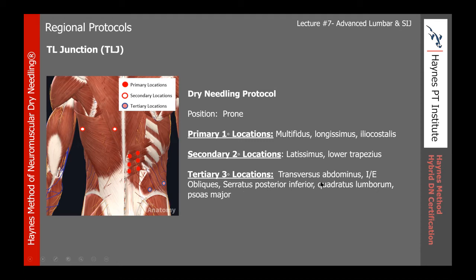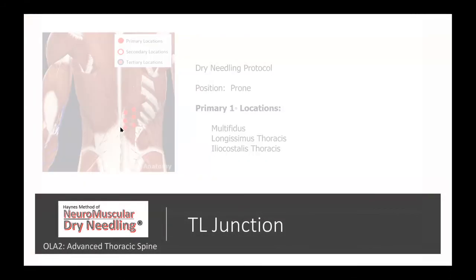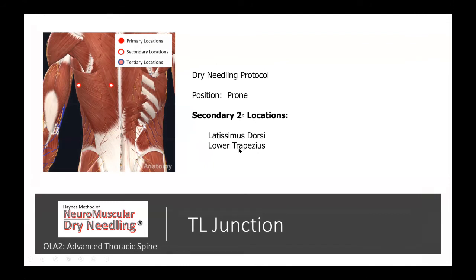And then tertiary, we'll look at the transverse abdominis, the internal and external obliques, the serratus posterior inferior, and then quadratus lumborum and psoas major. So in this case, I've shown psoas, the QL, big needle here. When we get to the lab, I'll demonstrate how to needle it in the side-lying position as well to get to psoas, just a different location, just as effective in that one spot. So these are going to move.